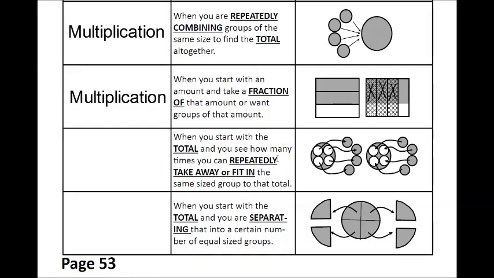So when you start with a total and you want to see how many times you could repeatedly take away or repeatedly fit into the total, then you are taking that total and dividing it up amongst those groups. So we're going to use division. When you start with a total and you are separating it into a certain number of equally sized groups, that's another way to do division.